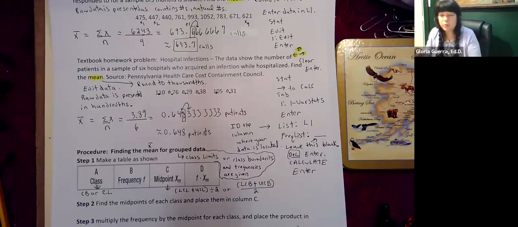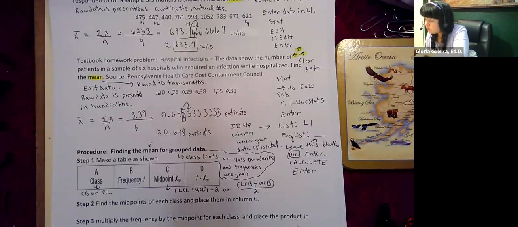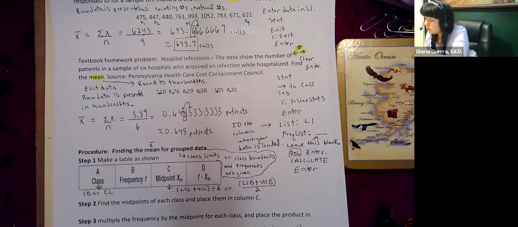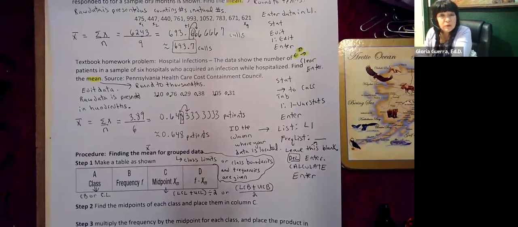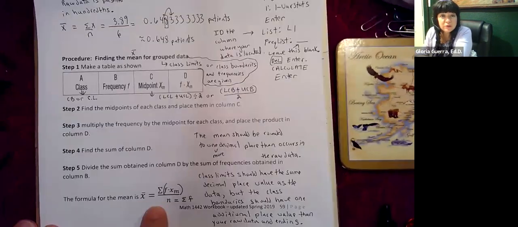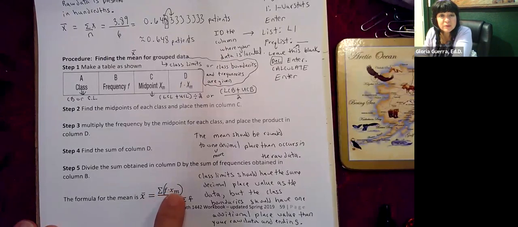And so we're going to do a problem that shows you one of these, finding the mean for group data, okay? And just keep in mind this formula. Here's our symbol. Our numerator is the summation of this product, f times x sub m, frequency times midpoint, divided by n. And n is the summation of the frequencies, the total of the frequencies.